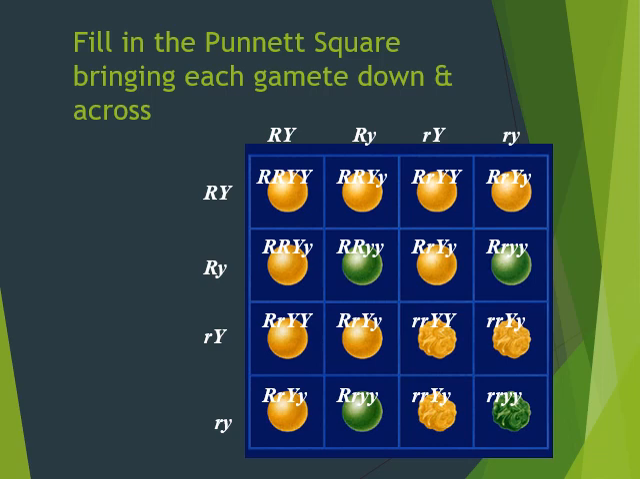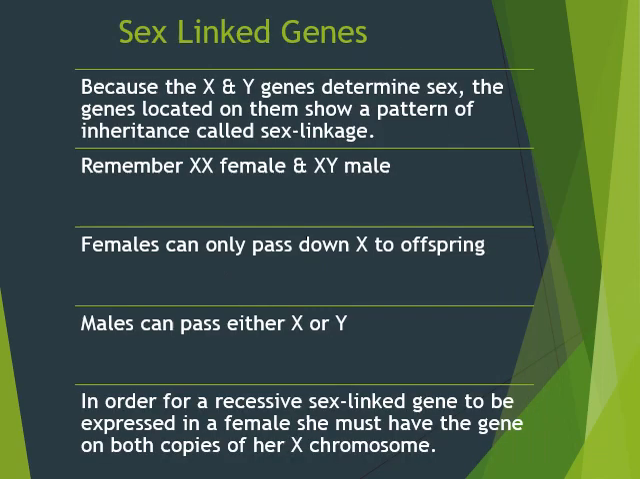Remember, anytime we have heterozygous for both traits, we're going to have that 9:3:3:1 ratio.